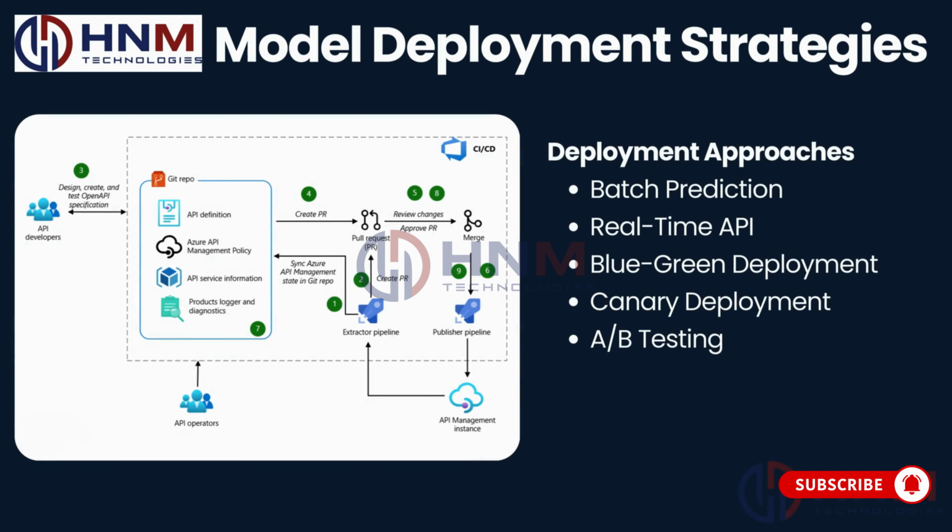There are multiple deployment strategies depending on use case. Batch prediction processes large volumes at scheduled intervals. Real-time APIs allow instant predictions. Blue-green deployment maintains two environments for safer upgrades. Canary deployment releases the model to a small group before full rollout. A/B testing compares two model versions to evaluate performance. Choosing the right strategy depends on business risk, latency requirements, and user scale.